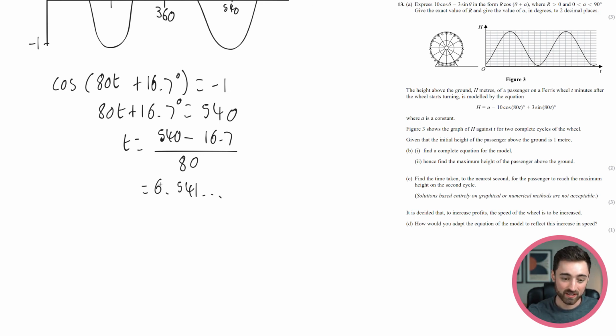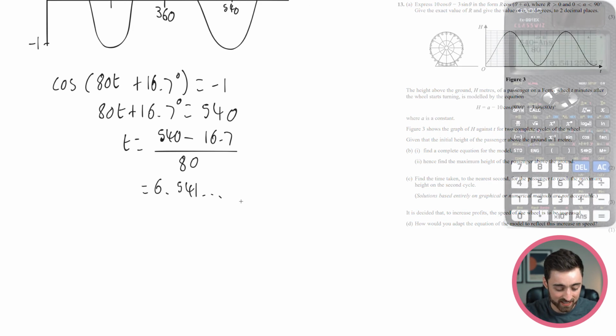So, okay, this 6 corresponds to 6 minutes, which is 360 seconds. This 0.541, how many seconds is that going to correspond to? Well, if I multiply that by 60, I'm going to get that, aren't I? So I've actually got, again, a more accurate version here.